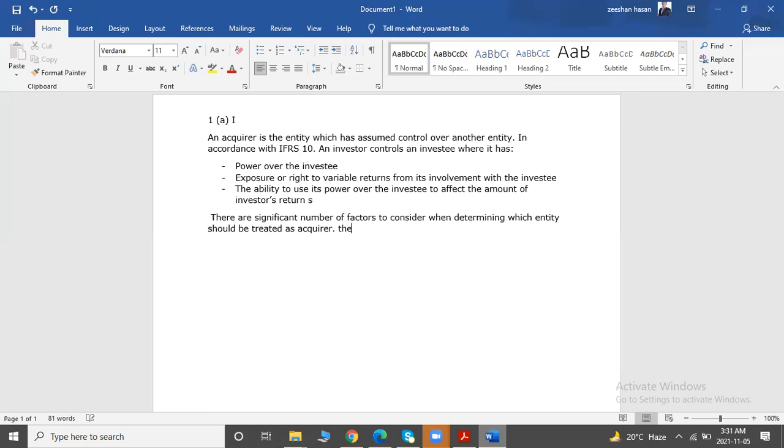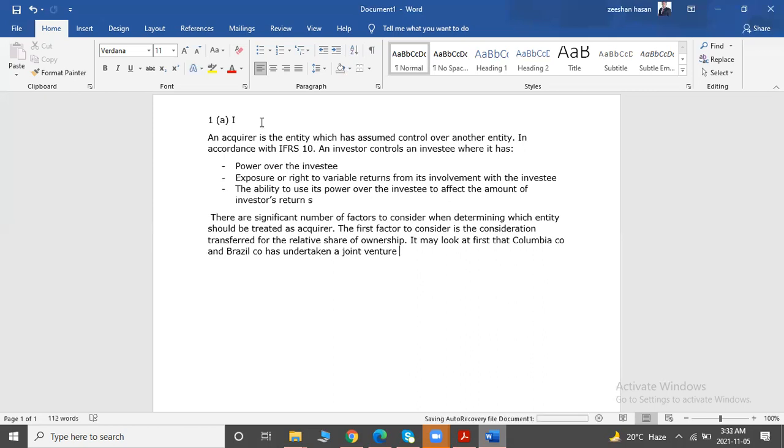The first factor to consider is the consideration transferred for the relative share of ownership. It may look at first that Columbia Company and Brazil Company have undertaken a joint venture where the two parties share control over the investee. Right, so far two marks.